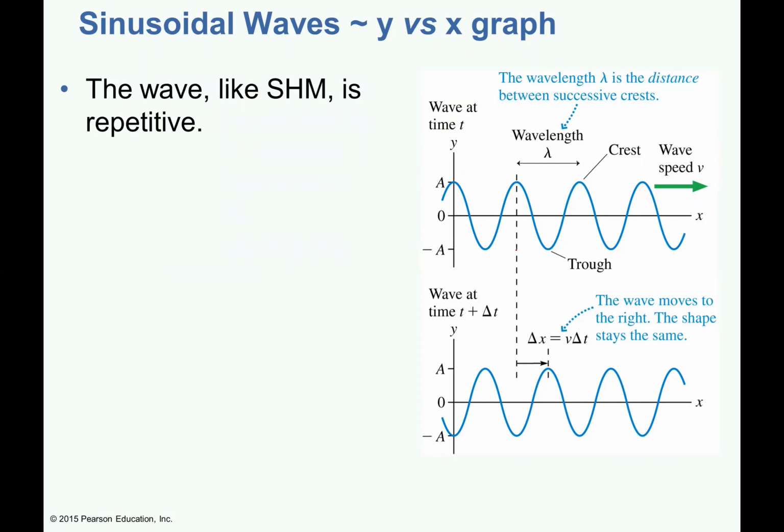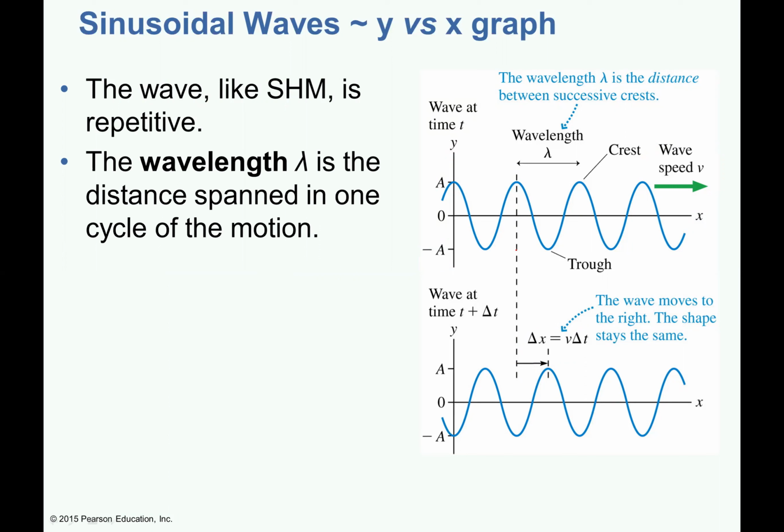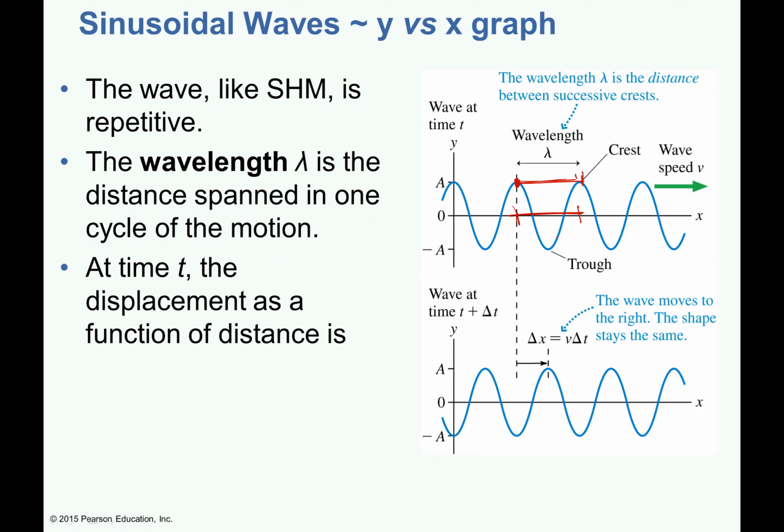All right. So the wave, like simple harmonic motion, is repetitive. That means it repeats over time. So wavelength is the distance spanned in one cycle of motion. One of the things we can do here is assume that if we wait a little bit of time, this wave will go from here to there, and the distance will be exactly one wavelength. So at time t, the displacement as a function of distance will be given as y as a function of position.